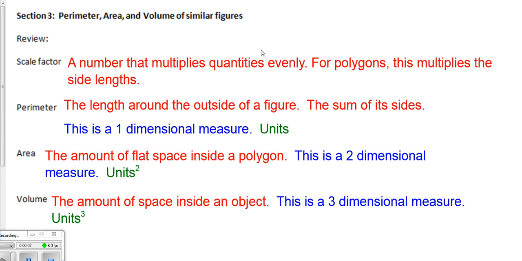All right, let's look at section 3 of our similarity unit. It has to do with perimeter, area, and volume of similar figures. As a review, we'll go over scale factor, which is a number that multiplies quantities evenly. For polygons, this multiplies the side lengths.